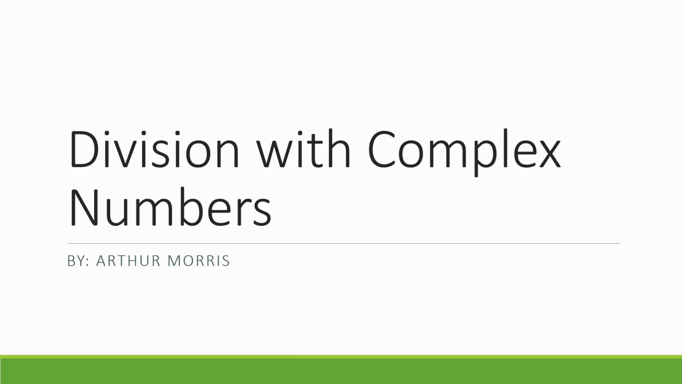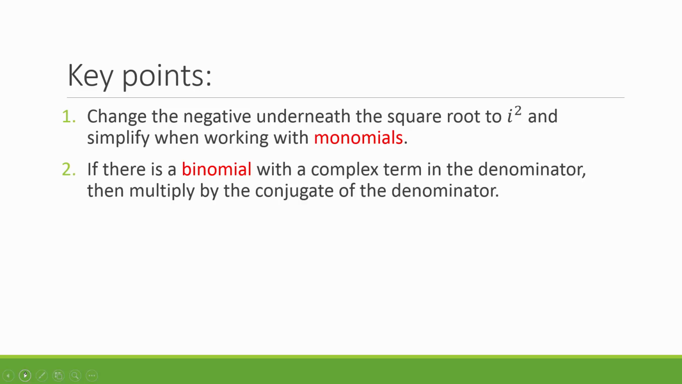So again, remember that when we have negatives underneath an even root, square root in particular, we are going to change those negatives into I squares. So change the negative underneath the square root to I squared and simplify when working with monomials. If you're working with binomials where you have a complex term in your denominator, then you want to multiply by the conjugate of your denominator.